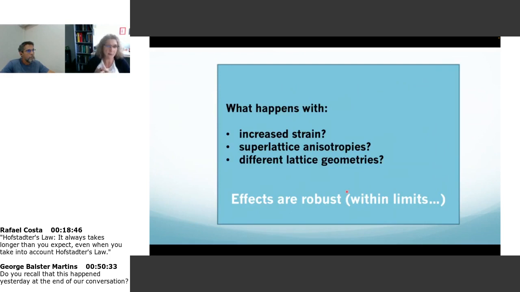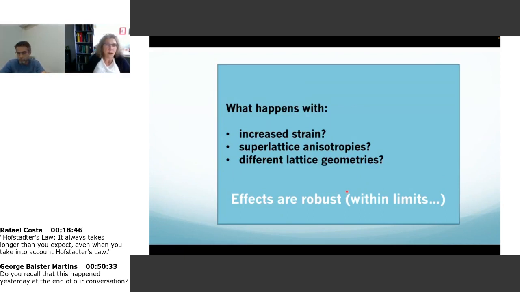How robust is it? Well, we chose different strain profiles. We chose superlattice anisotropies. We made the superlattice anisotropic by changing this alpha parameter that I mentioned at the beginning. We look at different lattice geometries, square lattice, rectangular lattice, and all these effects can be seen in all these cases, of course, within certain limits.